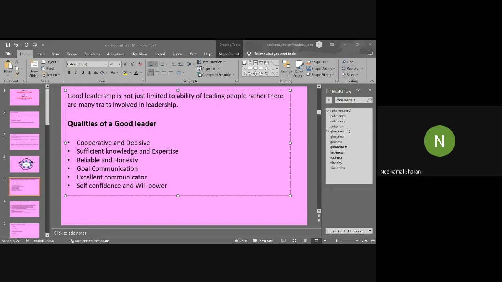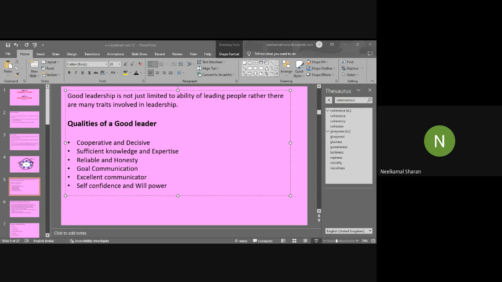Okay. So next important quality is excellent communicator. The leader should be an excellent communicator. He or she should be able to communicate with all the members of the group, or we can say that he or she should be able to communicate the goal or objectives of the group or organization. It is very important that a good leader should be an excellent communicator, without which the whole activity of leading a group fails.